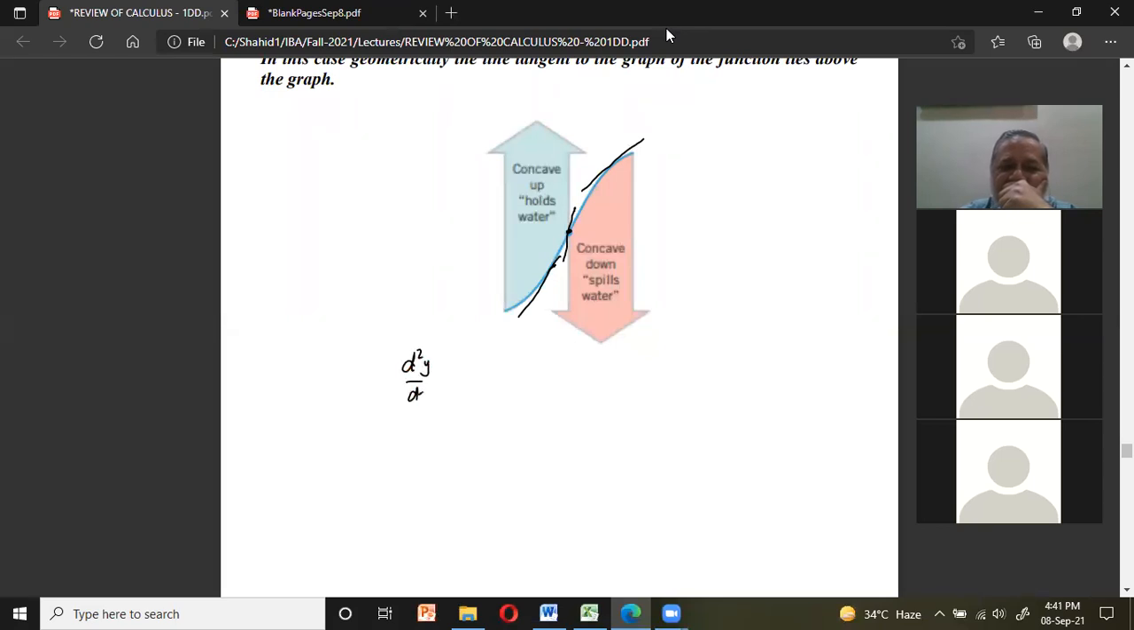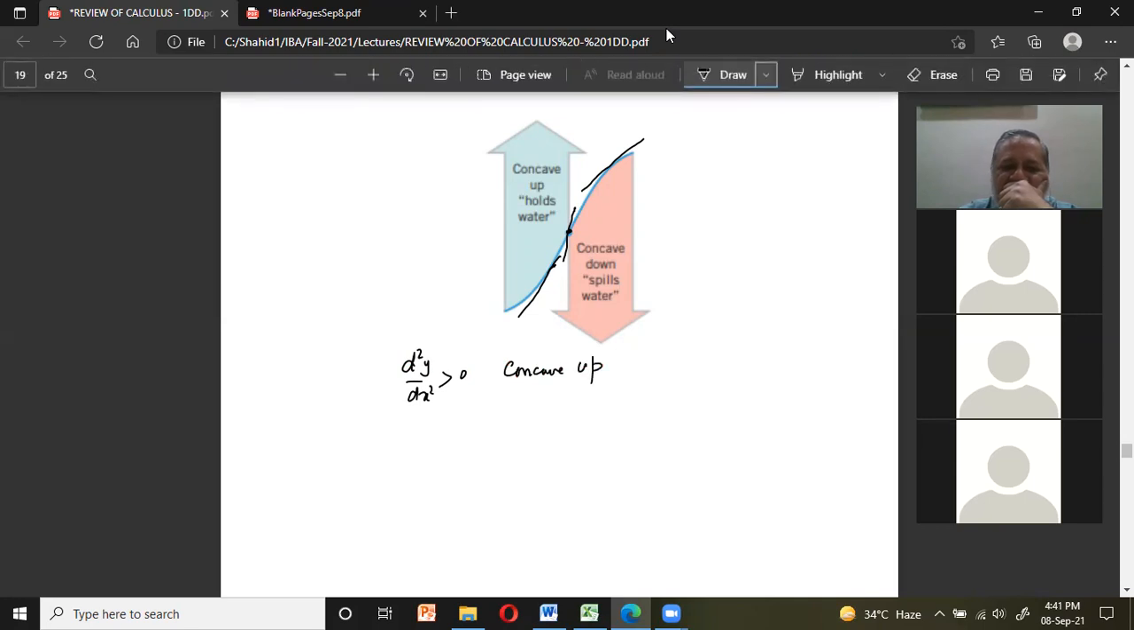Second derivative positive: concave up. Second derivative negative: concave down.